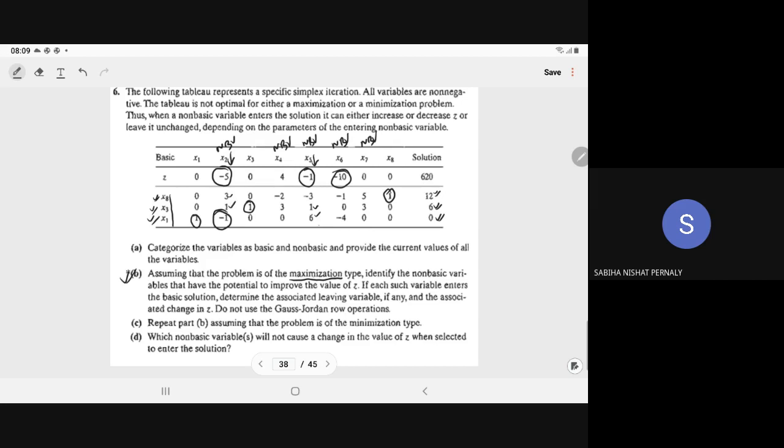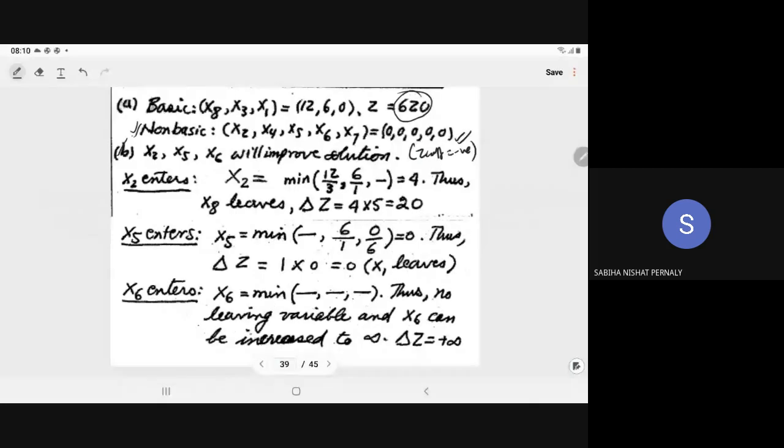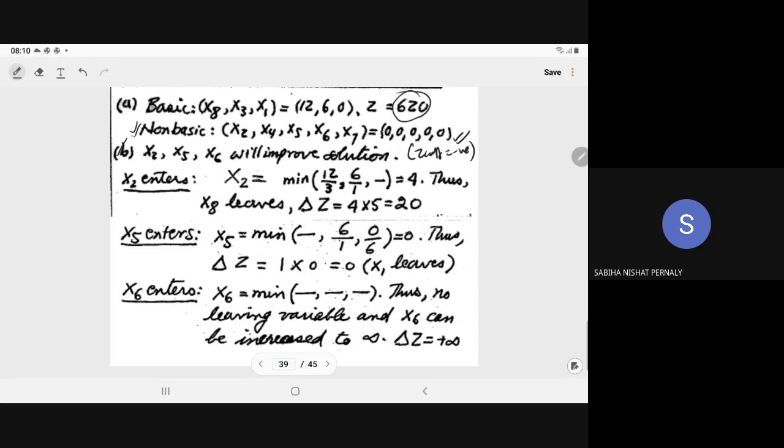Now, in case of x6, here we take the ratio, so 12 upon minus 1 not possible, 6 upon 0 not possible, 0 upon minus 4 not possible. So here we will not get any leaving variable. So here it is written, if x2 enters, means in the B part the x2, x5, x6 will improve the solution because the z coefficients are negative. In case of maximization, if the z coefficients are negative, then the problem has the capacity to improve the solution.